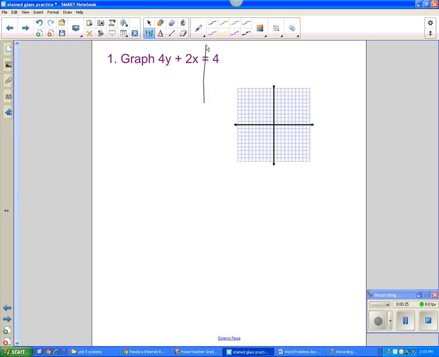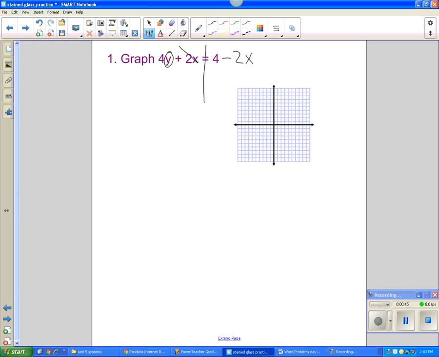Okay, so be careful. What letter do I circle? Y. So this one is in the opposite order. So what's going over to the other side, Tamara? The 2x. So it's positive 2x, so it becomes minus 2x. All right.